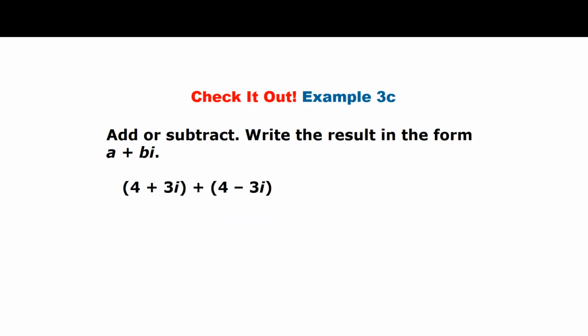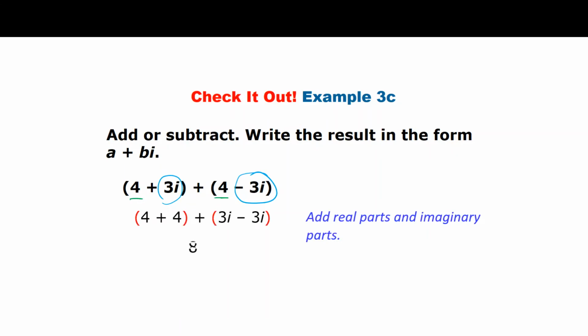One more for you to try, adding and subtracting. Again, we don't have to distribute anything, so we know a 4 plus 4. And then we're going to add our 3i plus a negative 3i, and we can see that's going to be 8. The 3i minus 3i just turns to 0.